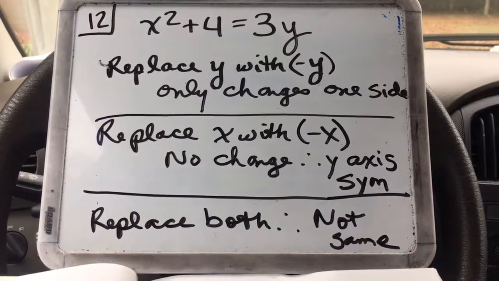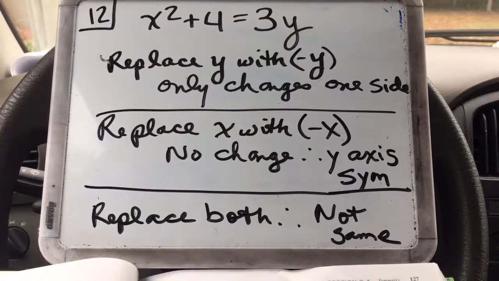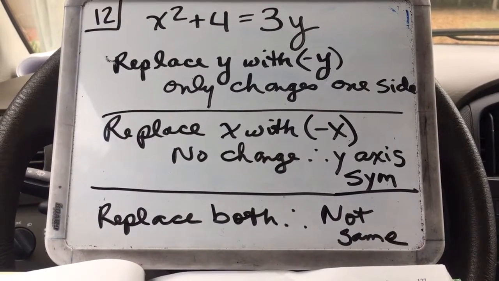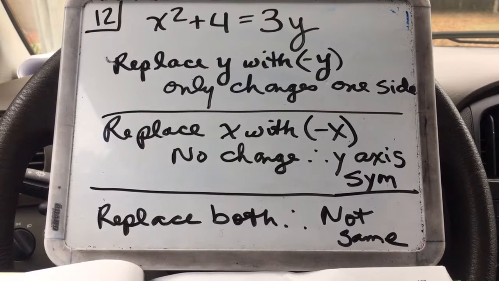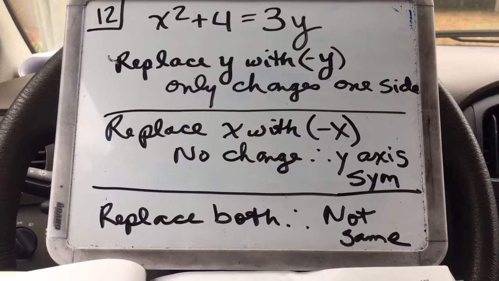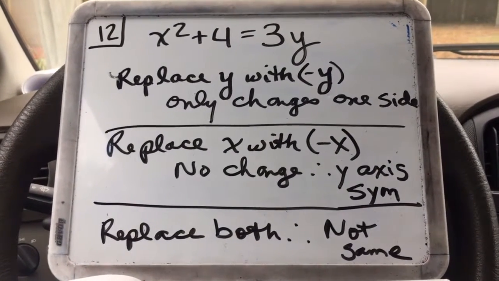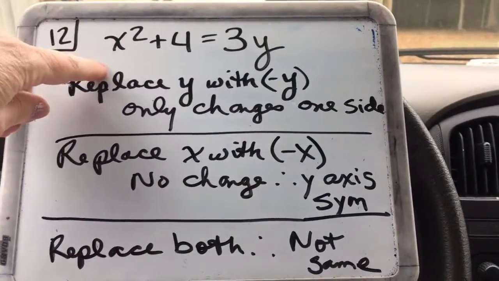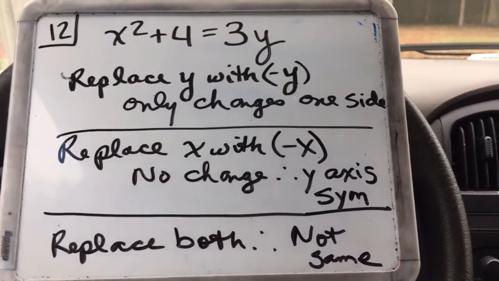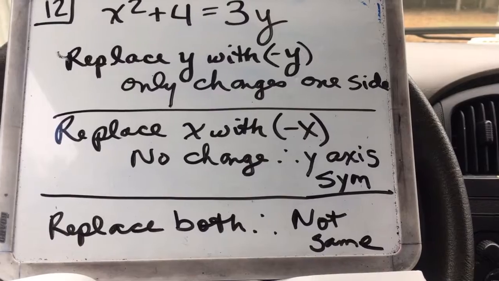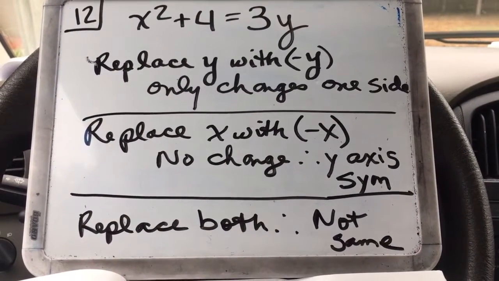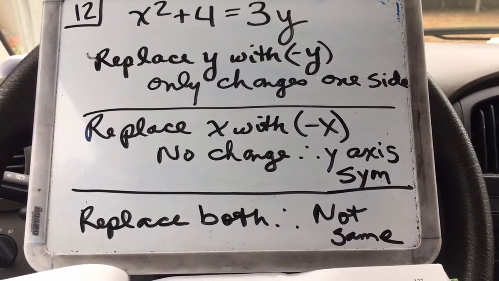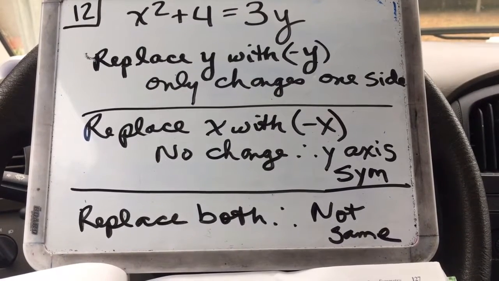Okay, so then I replaced the x with the negative x, and there was no change because the x squared would square out the negative x. So there was no change in the equation, which meant that if I could replace the x with negative x, then that was y-axis symmetry. And then, lastly, I replaced them both, and it was not the same. When I replaced them both, the y side changed, but the x side didn't, leaving me with a different equation. So it was only y-axis symmetric, and y-axis symmetry corresponds with even. So this was y-axis symmetry, and it could be categorized as an even function.